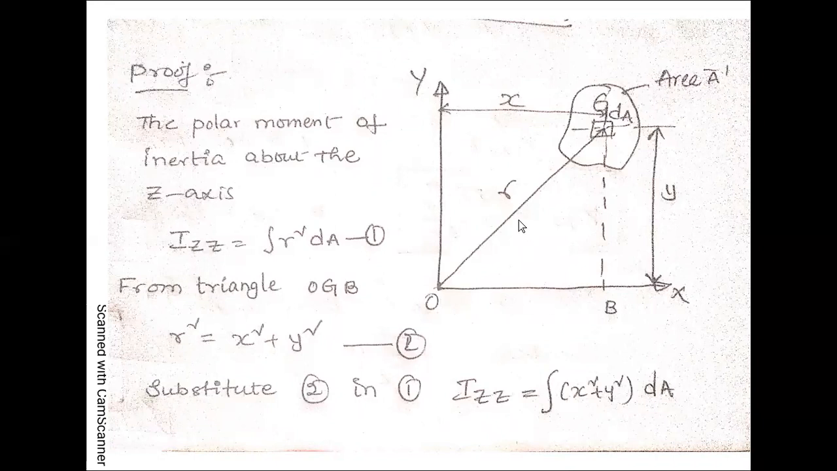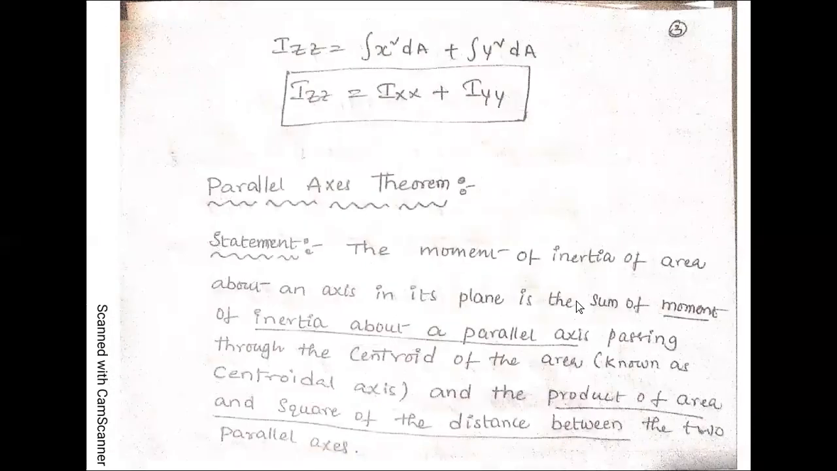Simply, hypotenuse square is equal to opposite side square plus adjacent side square. So r square is equal to x square plus y square. If we substitute the r square value in the above expression, Izz is equal to integral of x square plus y square dA. If you elaborate this term, Izz is equal to integral x square dA plus integral y square dA.